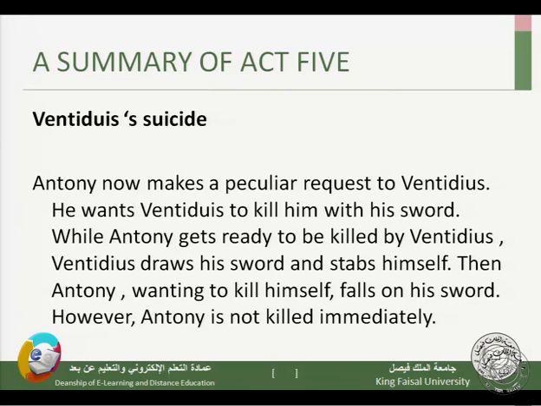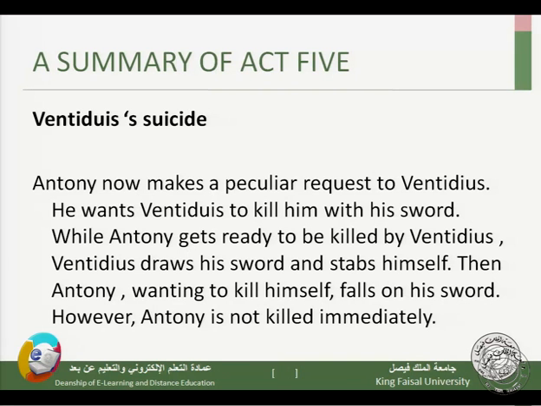Antony now makes a peculiar request to Ventidius. So Antony asks Ventidius a favor. What's his request? He wants Ventidius to kill him with his sword. So he told him, I want you, Ventidius, to kill me with your sword.